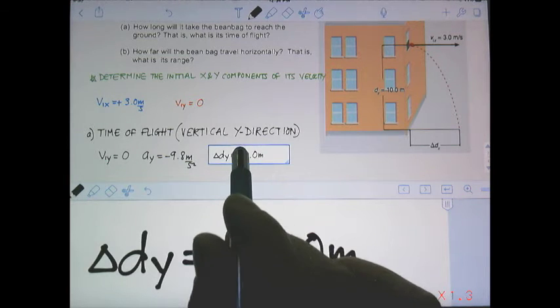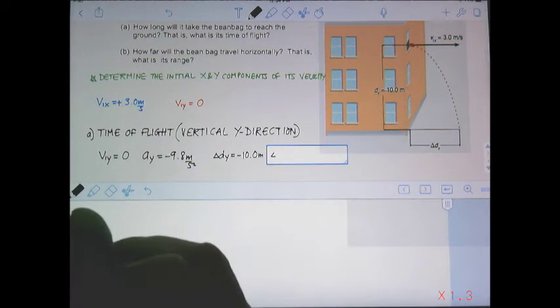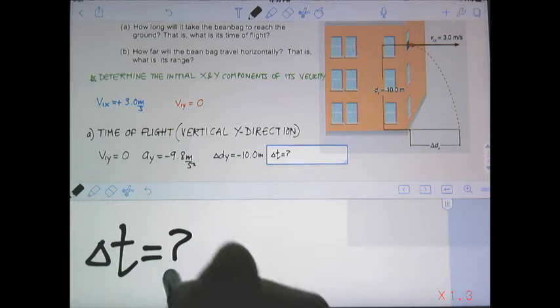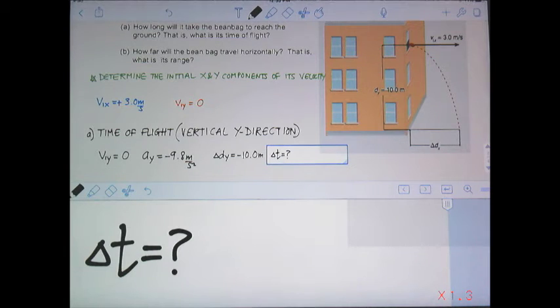So that's all we know about the y direction, and what we want to find is delta t. Once you've established this, the rest is kinematics. It's no longer projectile motion. You look at the variables that are given, and you find an equation that includes everything that's given and required.